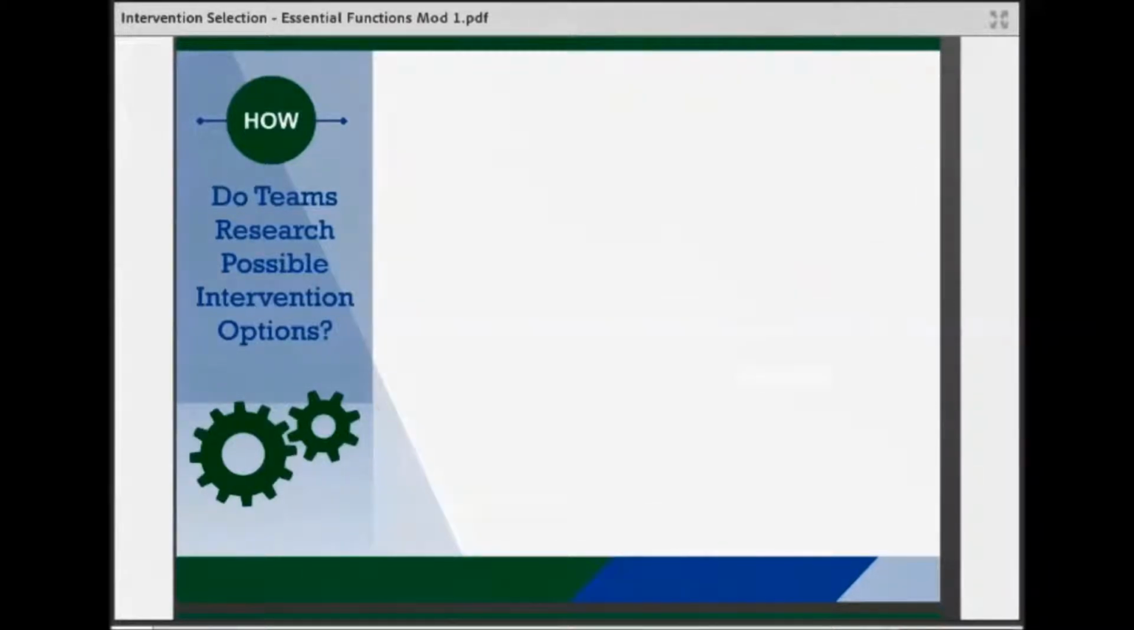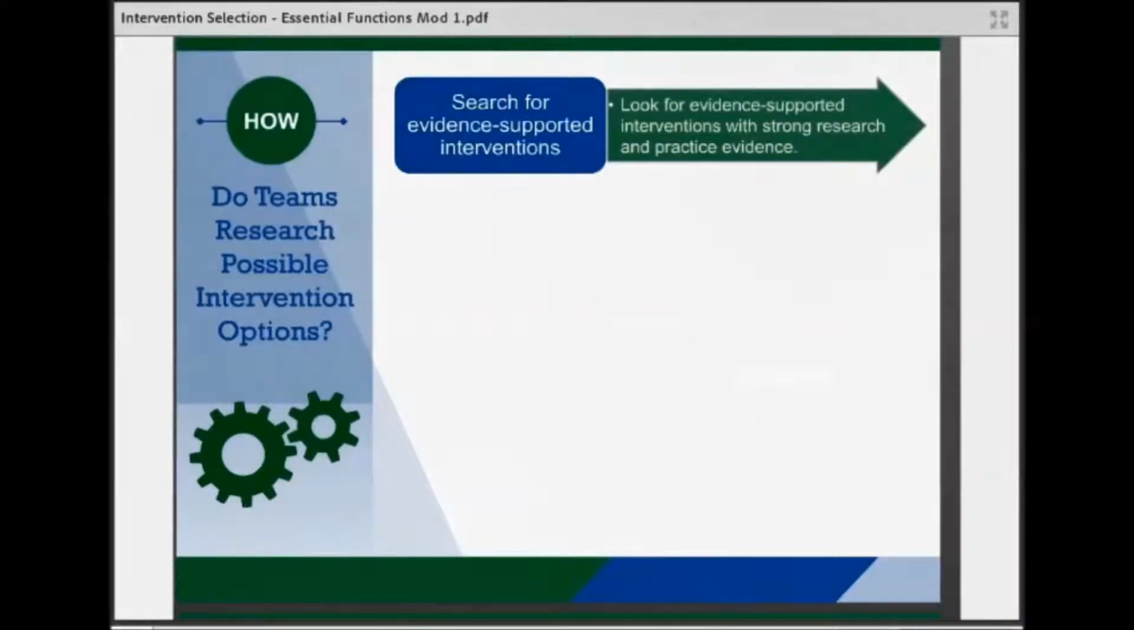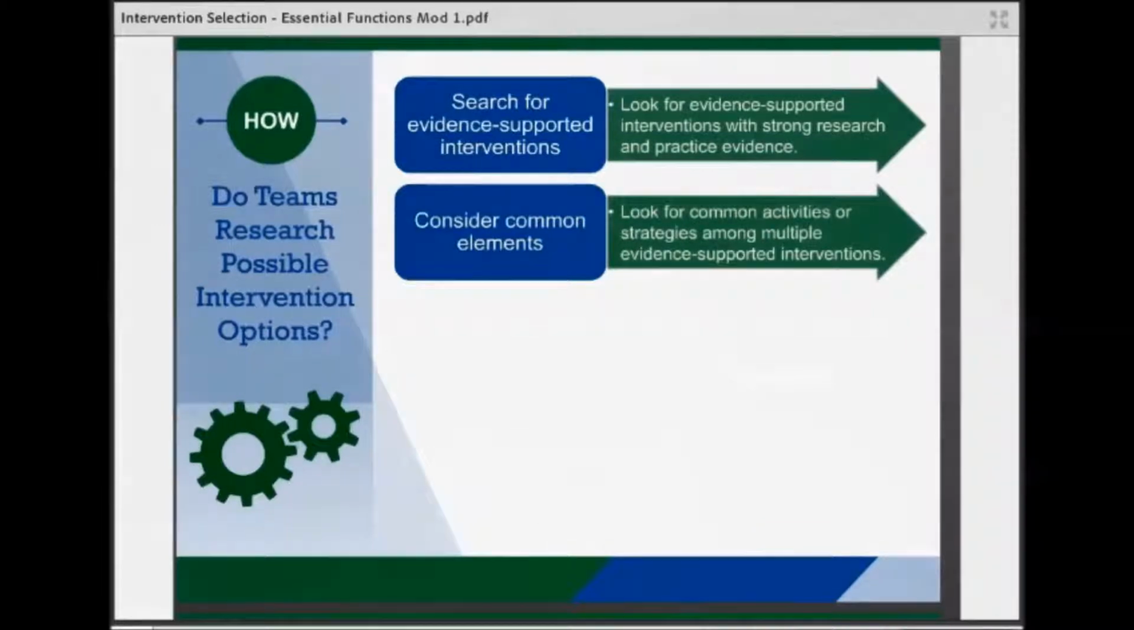Although it can be challenging for teams to find ESIs that are both feasible and a perfect fit, a good starting point is looking for evidence-supported interventions with strong research and supporting practice evidence. Teams can then review these ESIs for common elements, shared strategies, or techniques that could be used as building blocks of an adapted intervention or the foundation of an entirely new one.